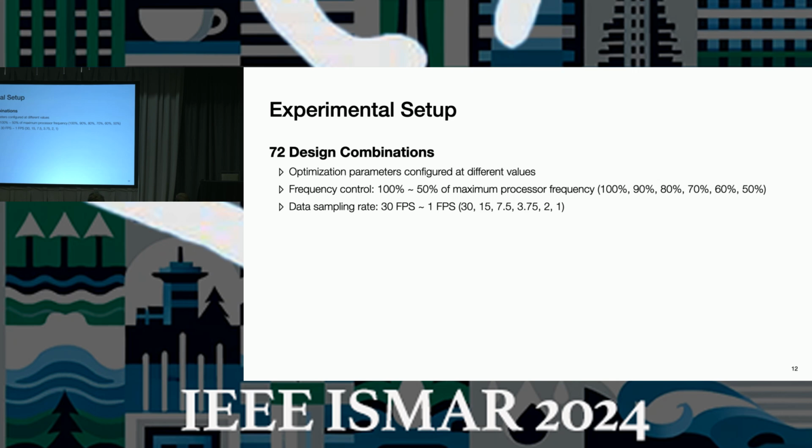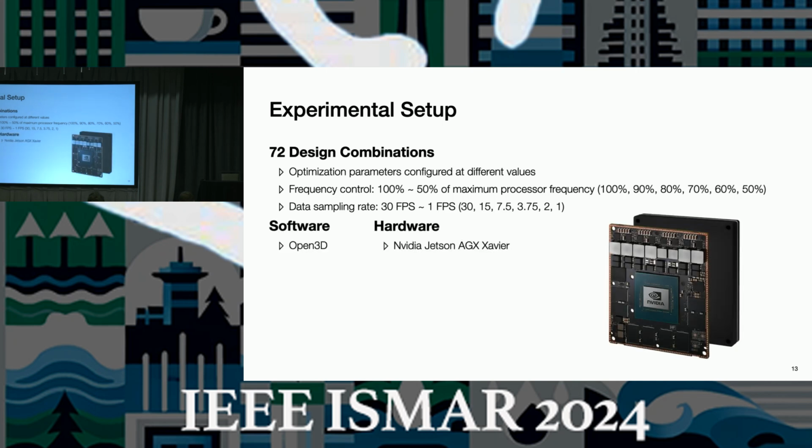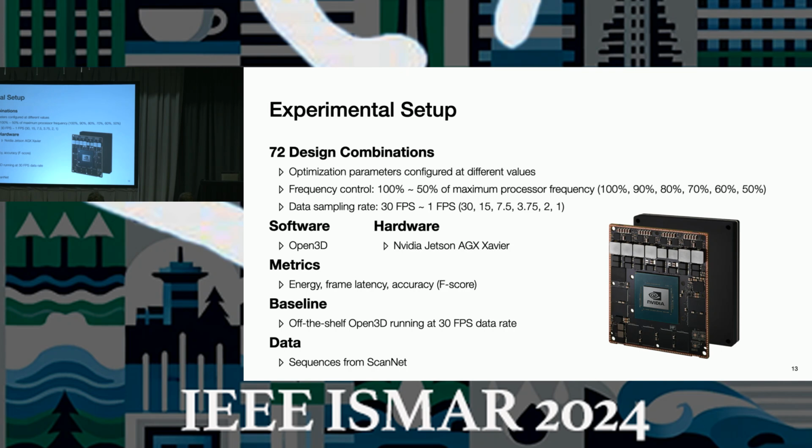In particular, we use 6 frequencies ranging from 100 to 50% of their maximum, and we use 6 data sampling rates ranging from 30 to 1 FPS. In addition to whether enabling algorithmic refinements, we have 72 design combinations in total. We implement and characterize these designs using the Open3D library. We use NVIDIA Jetson EGX Xavier as the hardware to represent the capabilities of mobile devices. We measure energy usage and frame latency on the Xavier board and use F-score for accuracy. We take the off-the-shelf Open3D running at 30 FPS as the baseline and run all the experiments on the ScanNet dataset.